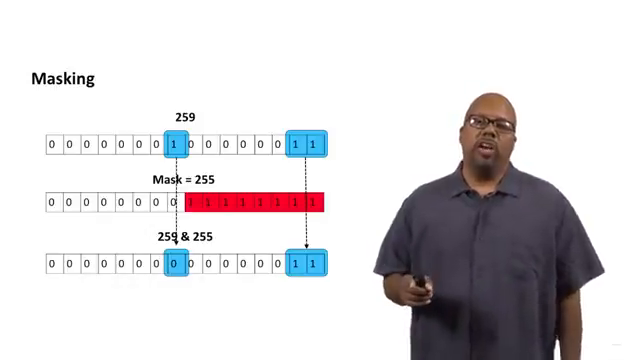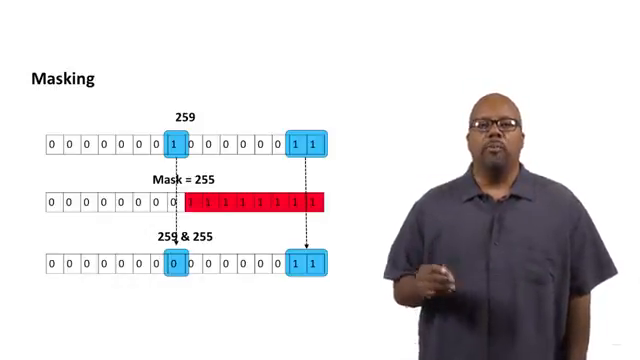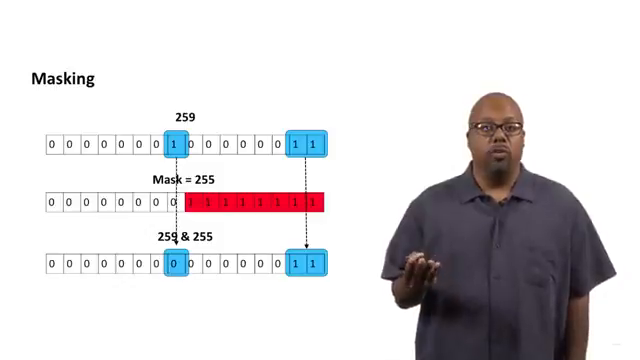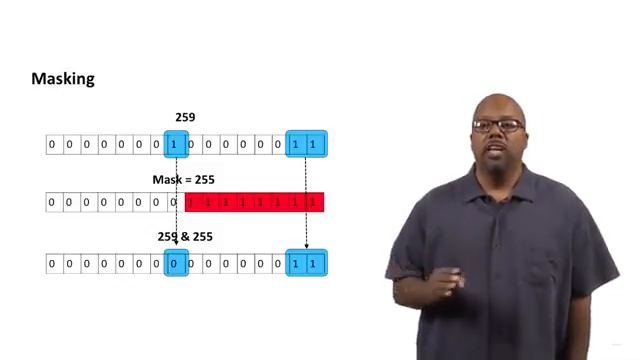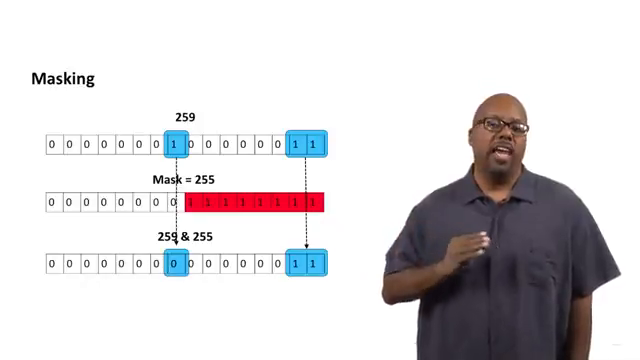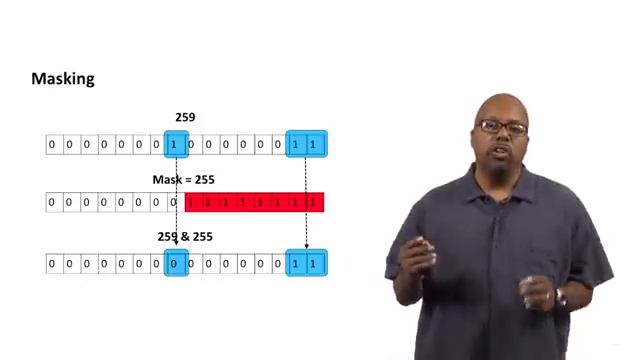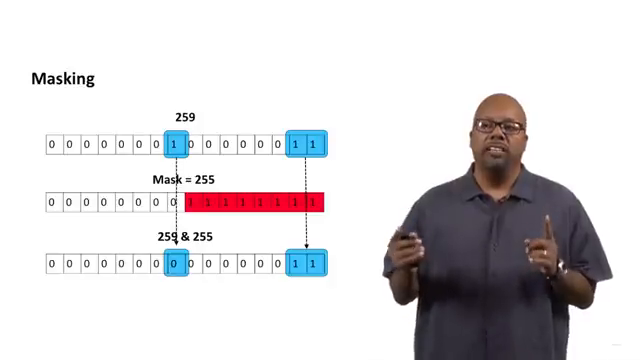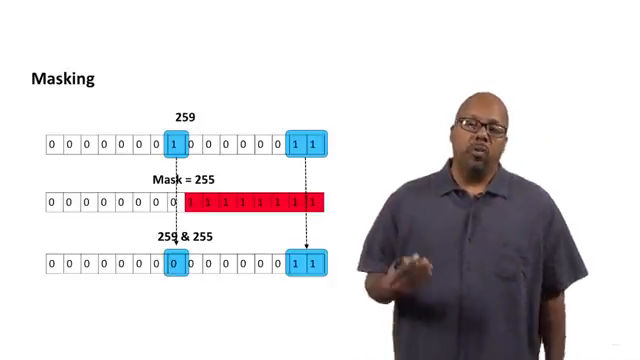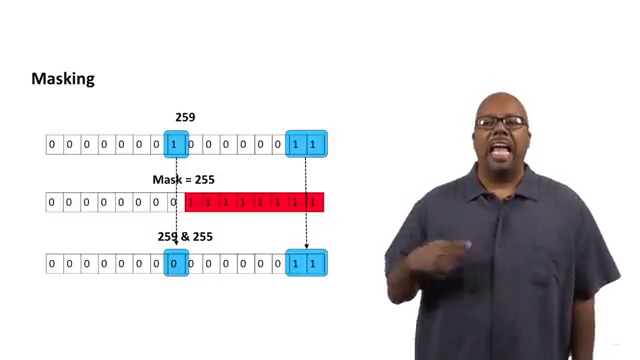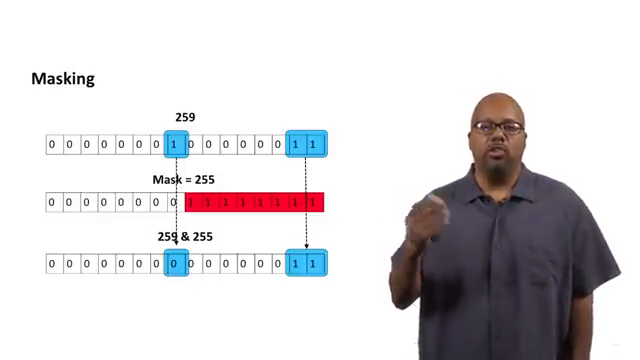So what this is trying to tell us, in our mask, is that the bits that we are interested in our original number, 259, are the low bits, the least significant 8 bits. Those are the ones that the mask has assigned to 1. So those least significant 8 bits inside 259, those are the ones we're interested in right now. So now what do we do? We take the mask and perform a bitwise AND with the number 259.